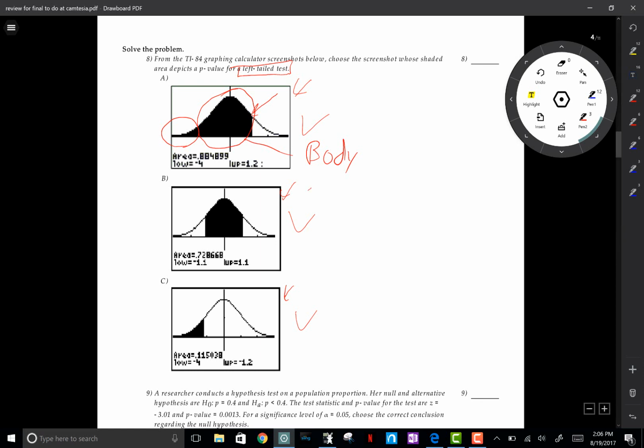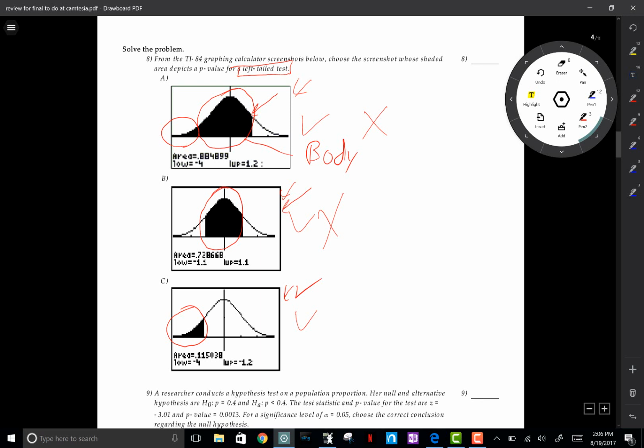If we look at B, the middle portion is shaded. It didn't even shade the tail on the left side, it shaded the middle portion. So we know B is not the correct answer. If we go to C, you see that the left side of the tail is shaded. So C will be your answer.